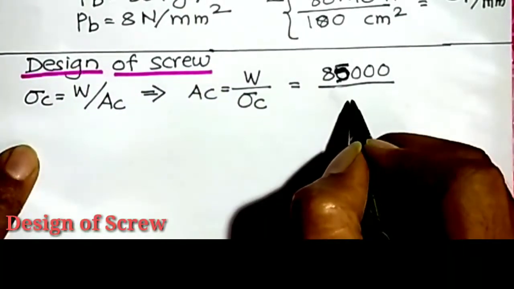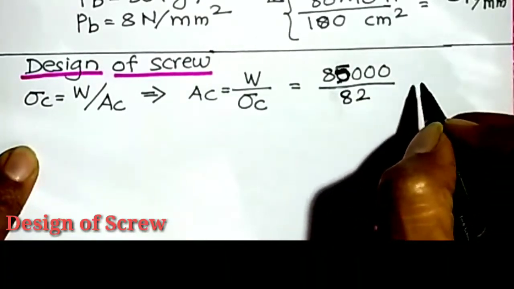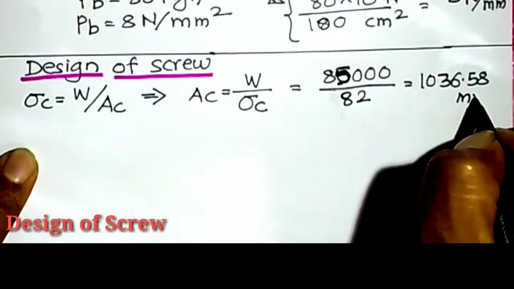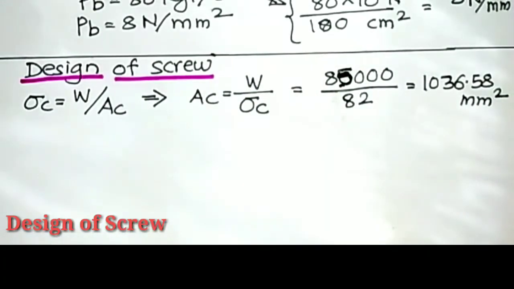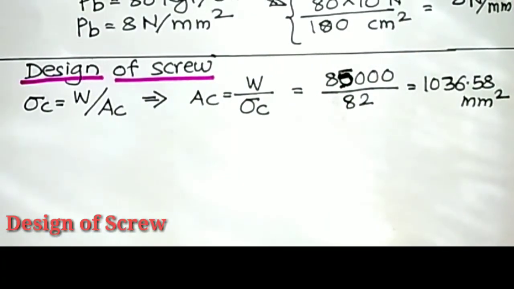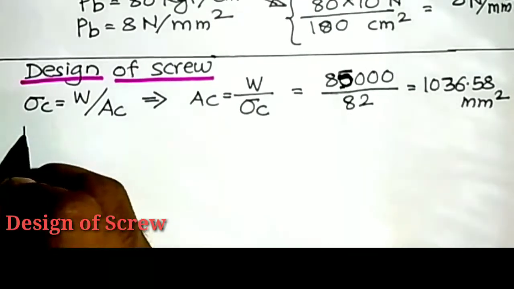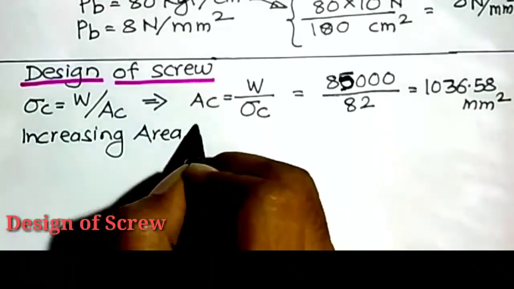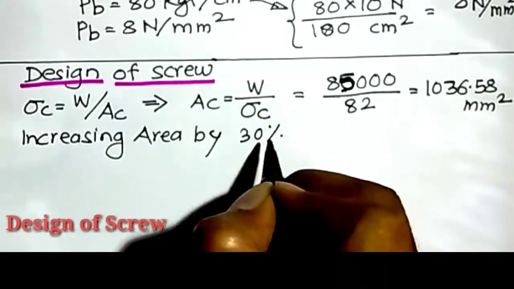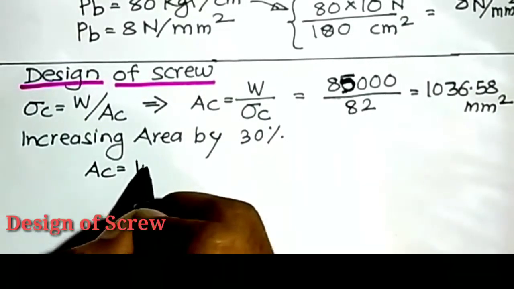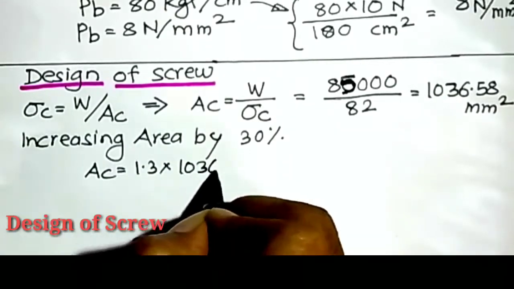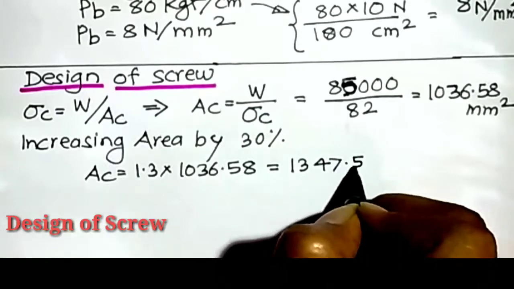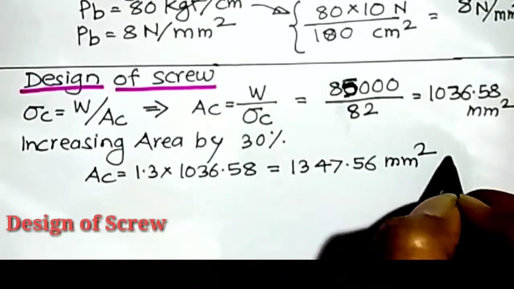Now let us start designing screw. As you know that since the screw jack is taking load of 85 kilonewton, the screw or screw spindle is subjected to compressive load, compressive stresses. Now to find compressive stresses, we know it is W upon area resisting failure. So load upon area resisting compressive failure, it is 85 kilonewton is the load which is acting and the stress is 82. So it comes out to be 1036.58 mm square.